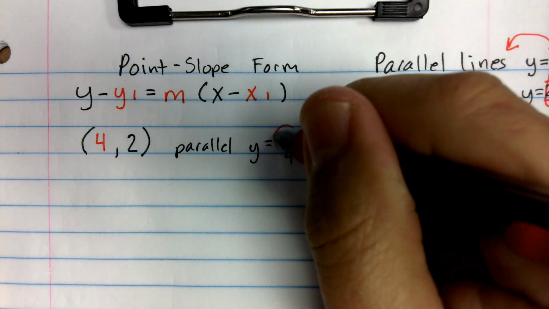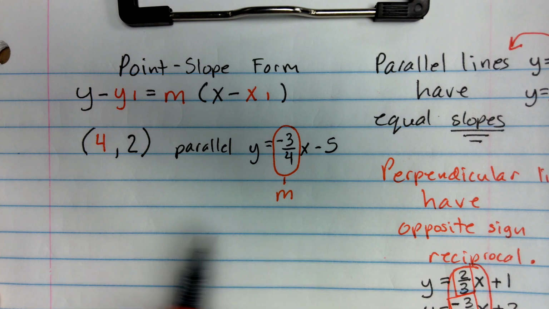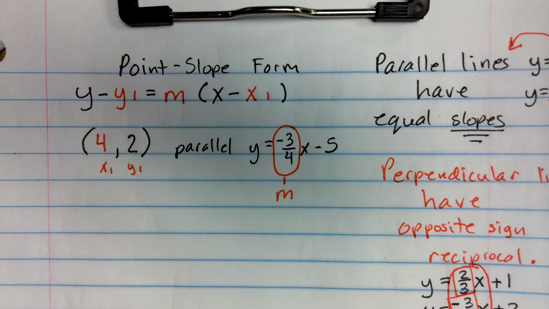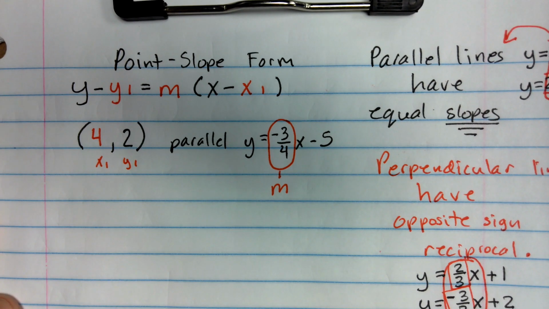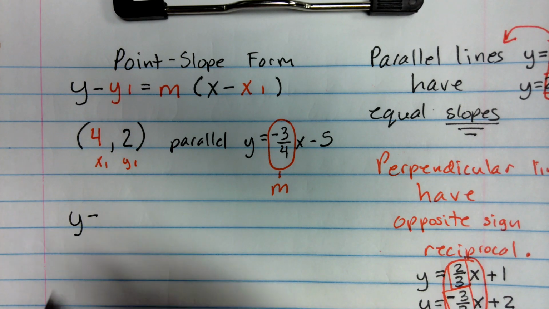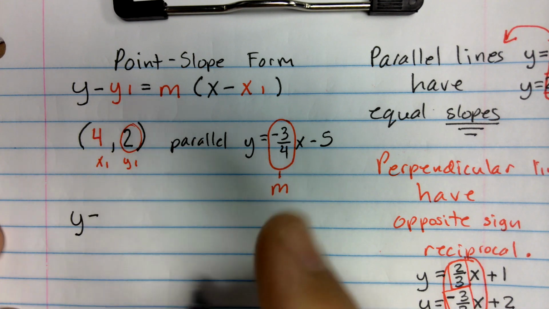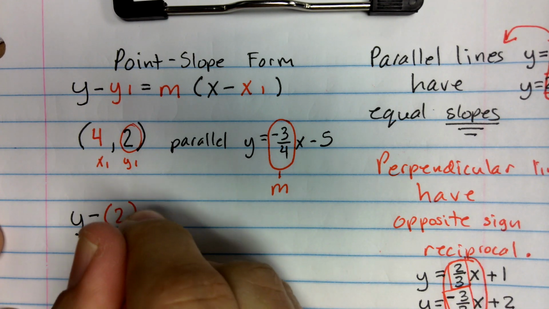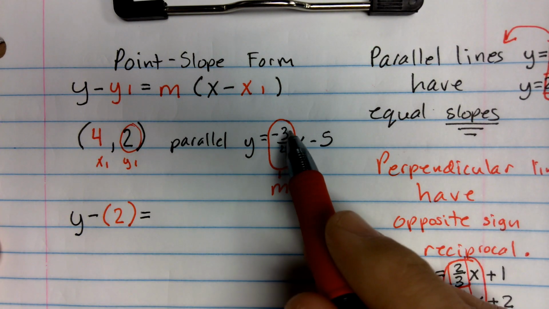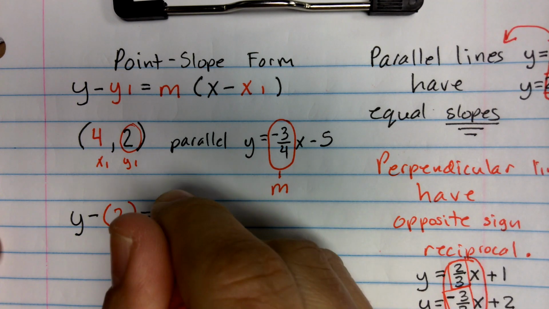Now I'm going to look at it and say if it's parallel to this, this is my m value, so that's my slope, and these are my ordered pairs. This is my x1, and that's going to represent my y1. So let's go ahead and do some substituting. I'm going to rewrite this equation here, y minus, but instead of y1, I'm actually going to put the value for y1 in there, which is positive 2. So 2. And that's going to be equal to m, but instead of an m, I'm going to put negative 3 over 4.